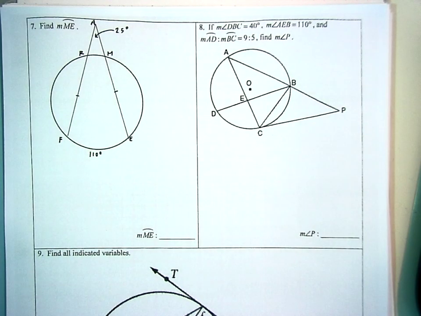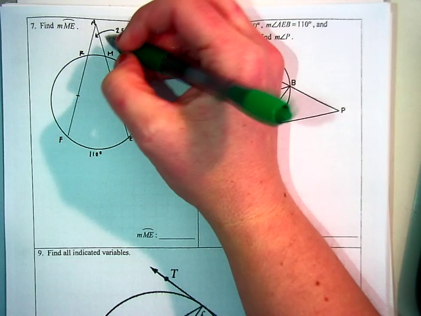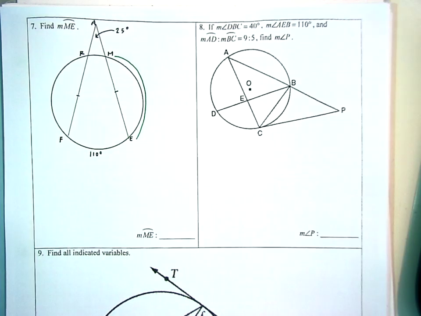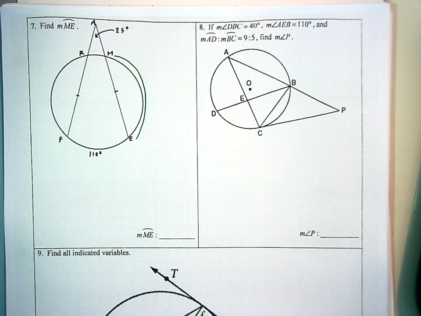All right, so my next one here, I'm asking for the measure of ME. So again, my eye is always on the prize. I want to get to this measure right here. So when I look at my picture and I think, well, how do I get there? How do I approach it? Well, I have to think about what is it I can actually solve for right now.